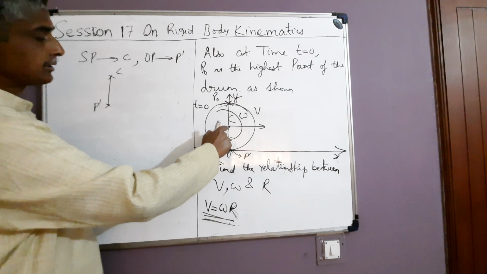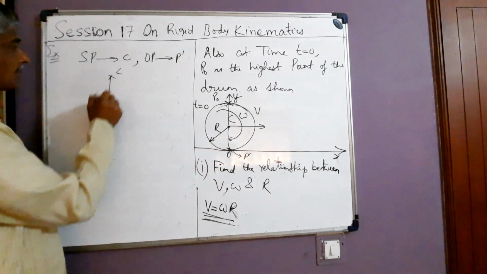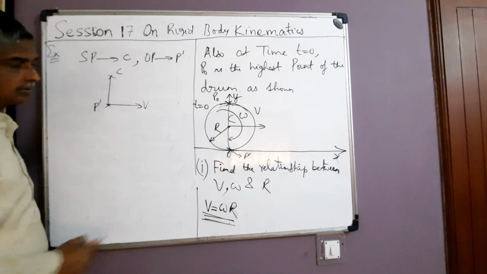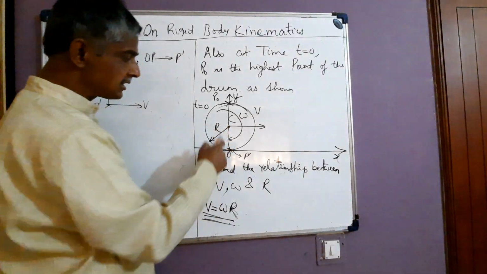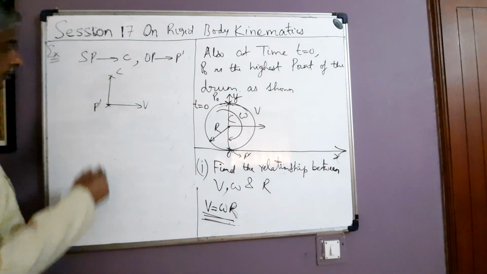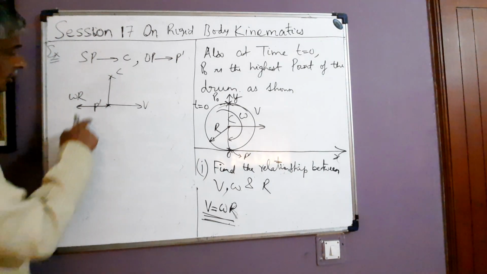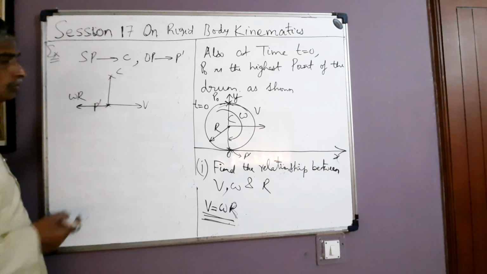Now give the velocity of selected point C to point P dash. Velocity of C is V rightward, so P dash also I give V rightward. Then P dash moves in a clockwise circle with C as center and radius R. So for this circular motion, P dash should have a leftward speed of omega R. Velocity of P dash will be the resultant of these two.